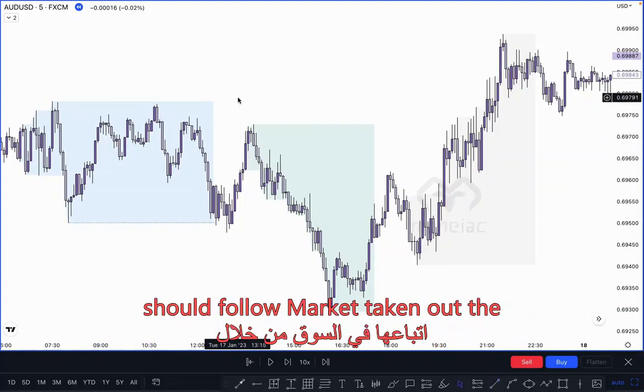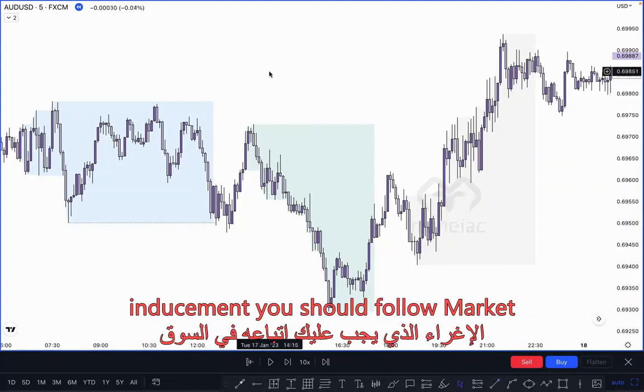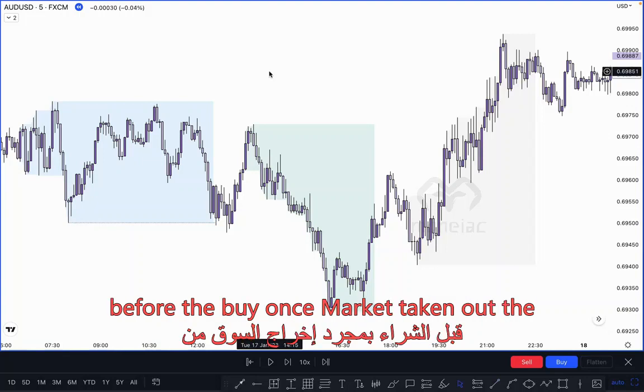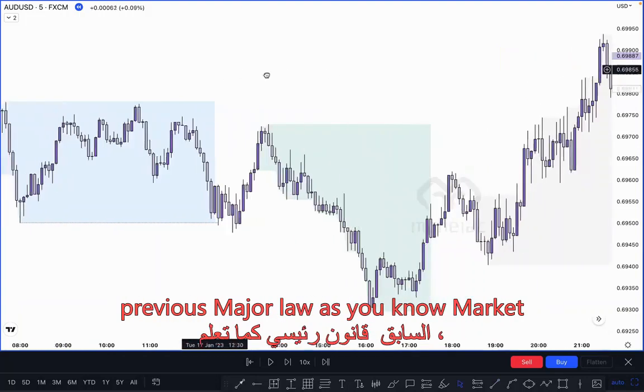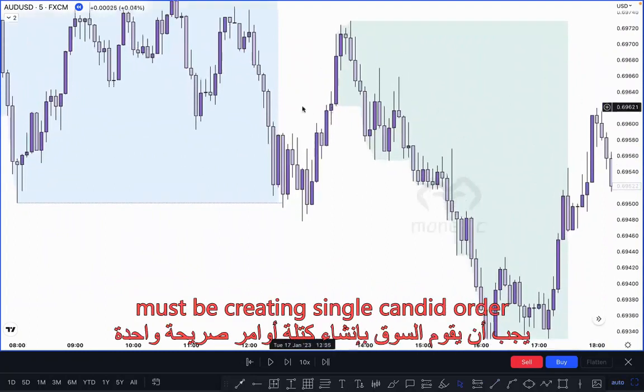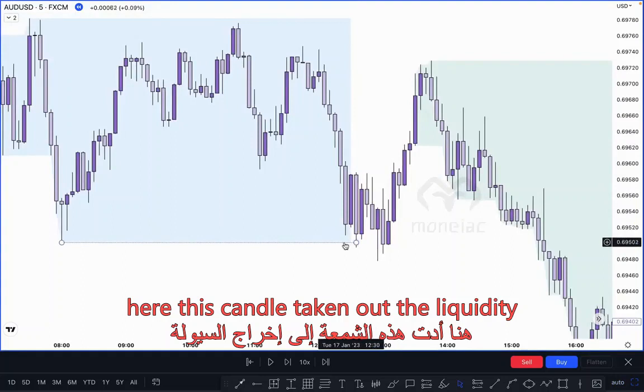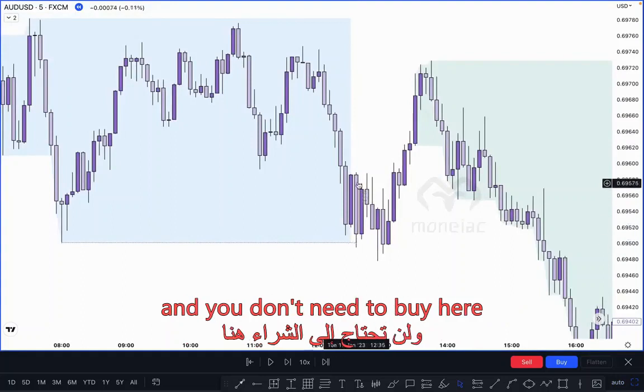You should follow the market taking out the inducement. You should follow the market creating the single candle order block before the buy. Once the market takes out the previous major low, as you know, the market must be creating a single candle order block before the buy. So what happened here? This candle took out the liquidity, and you don't need to buy here immediately.